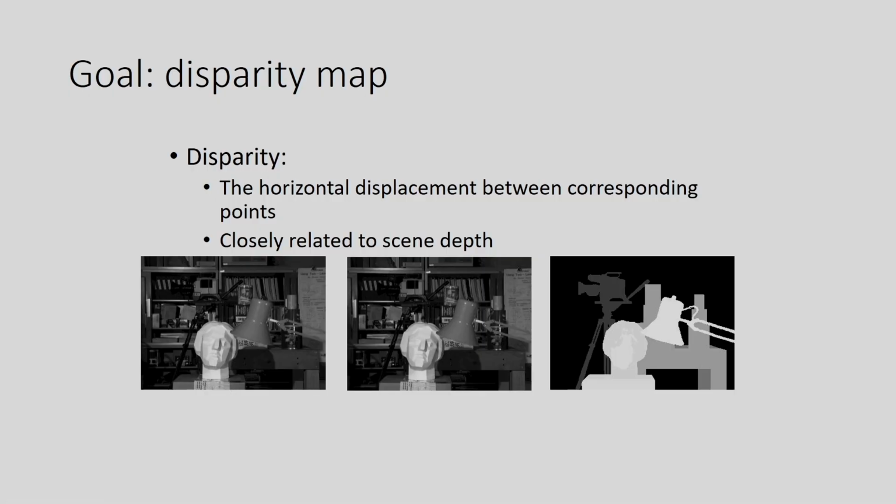Last class I showed the disparity map. Here in this case you can see the disparity is nothing but the horizontal displacement between corresponding points. Here I have shown the left image, the first one is the left image, the next one is the right image, and I have shown the disparity map. This disparity map you can determine based on the horizontal displacement between corresponding points.